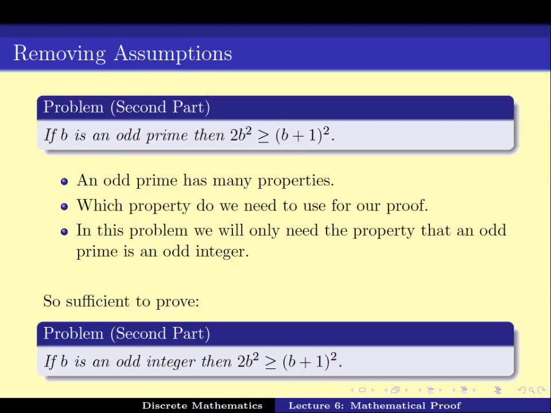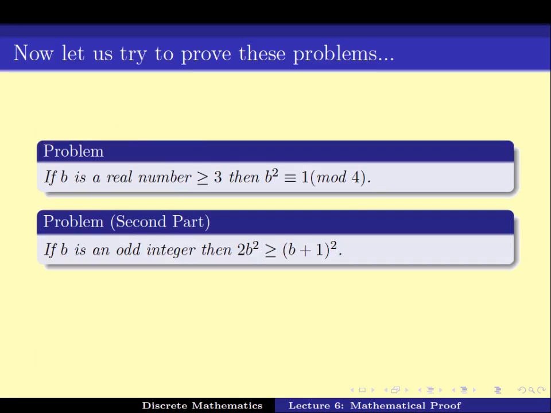So thus, the main problem that we had, we first split up into two smaller parts, and then we showed that we can remove some of the assumptions and get to more precise statements, which will be hopefully easy to prove. So here are the two parts. Problem first part, if B is a real number greater than or equal to 3, then B square is congruent to 1 mod 4. And the second part, if B is an odd integer, then 2B square is greater than or equal to B plus 1 whole square.